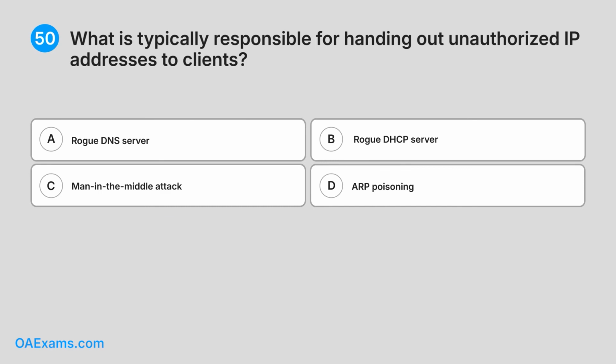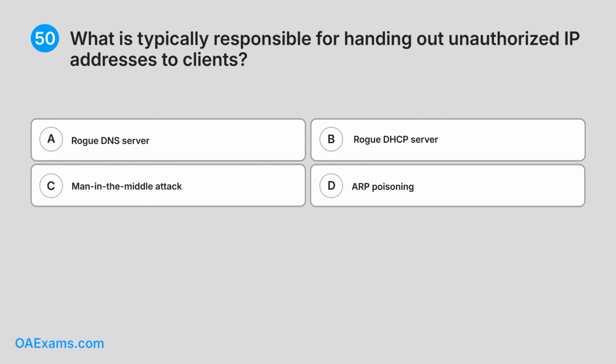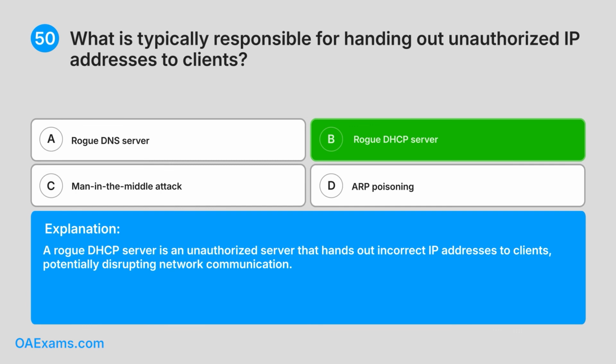50. What is typically responsible for handing out unauthorized IP addresses to clients? A. Rogue DNS server. B. Rogue DHCP server. C. Man-in-the-middle attack. D. ARP poisoning. Do you know the answer? Correct answer. B. Rogue DHCP server. Explanation. A rogue DHCP server is an unauthorized server that hands out incorrect IP addresses to clients, potentially disrupting network communication. You've reached the end of our first question set.